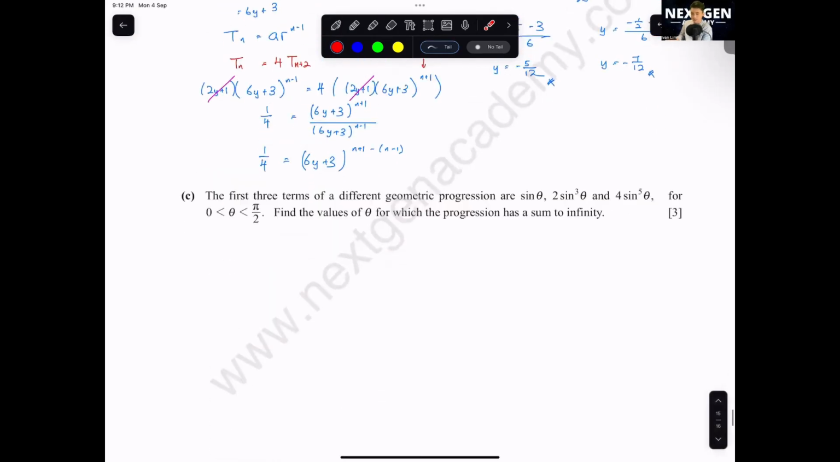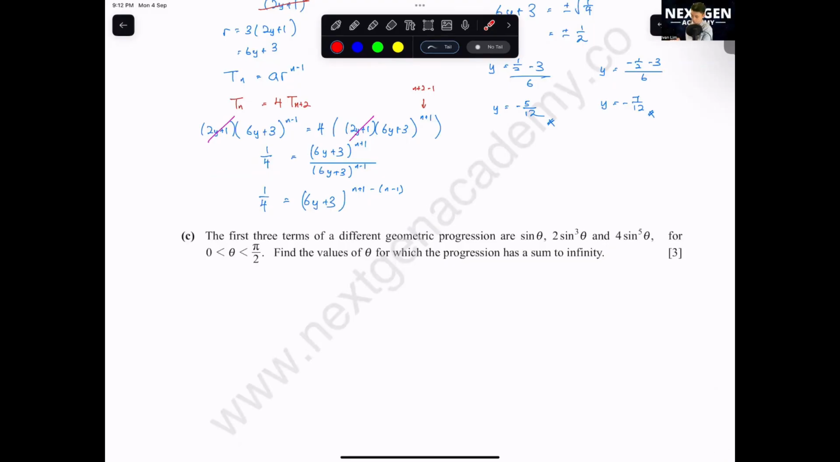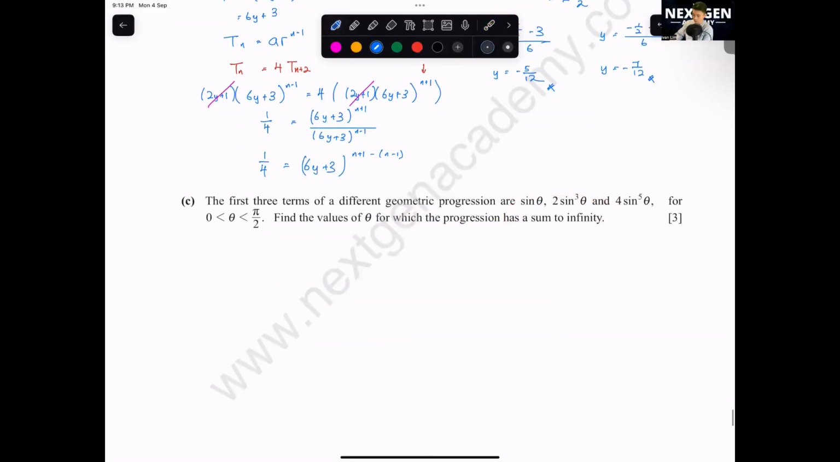Okay, question C. The first three terms of a different geometric progression is this. Okay, sum to infinity has two things. Number one, the equation, which students always take note of. What's the other thing that you need to look at? Yes, the domain, which is this one. This one is important. So modulus R is less than 1.